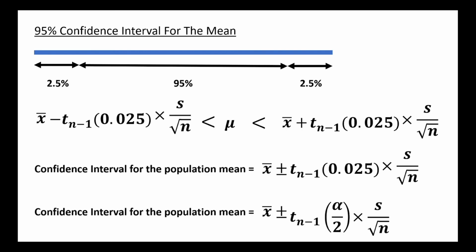So hopefully this is familiar to how we found confidence intervals previously. Here's how we'll do it when we have an unknown population variance and we have a small sample size.